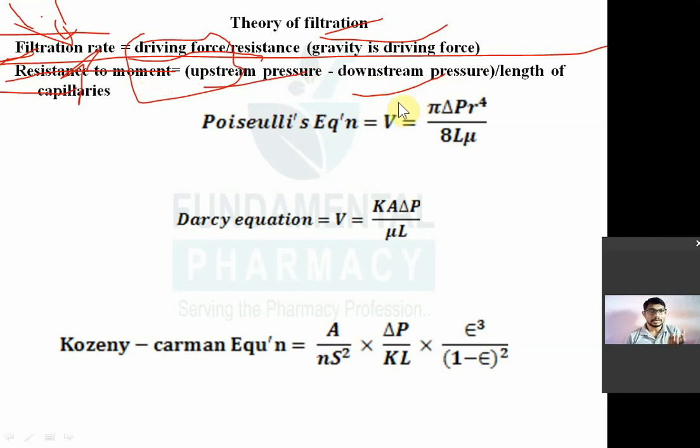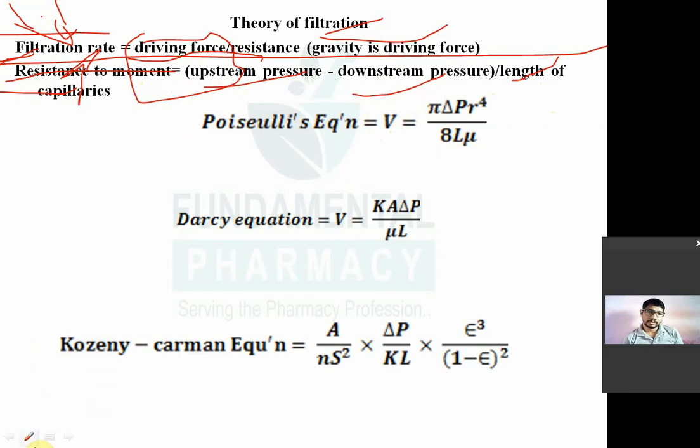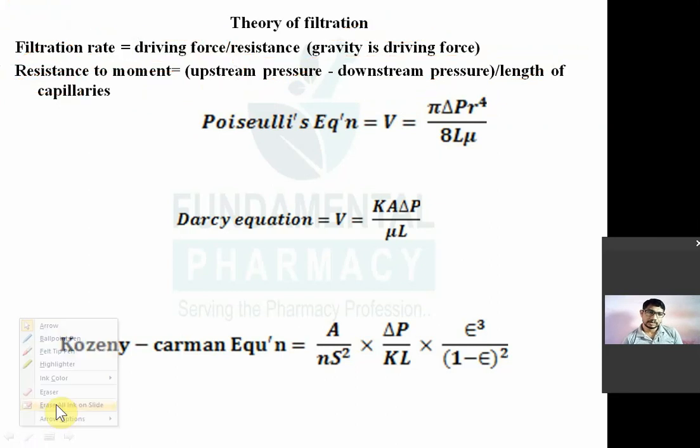So what is meant by delta p? Delta p means pressure difference or pressure differential, as I said, the pressure differential above the filter medium and below the filter medium. Now what is r? This r is nothing but the radius of your capillary.